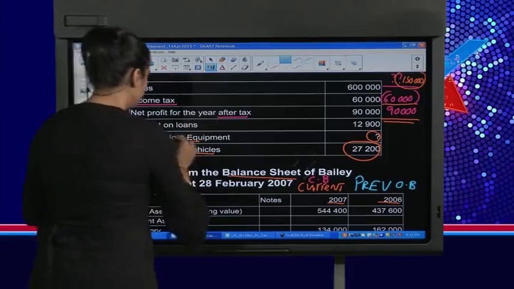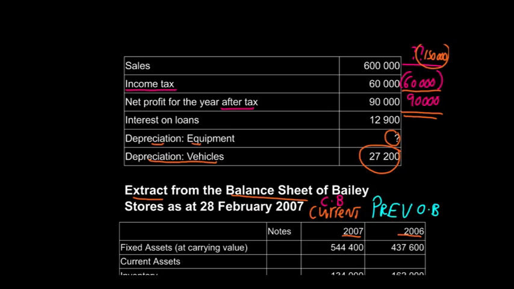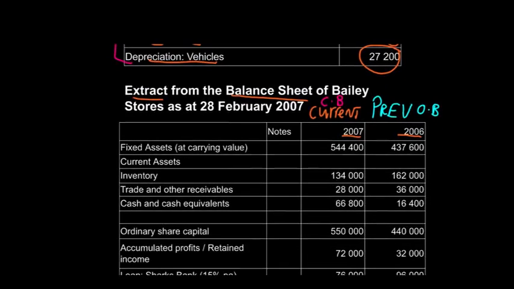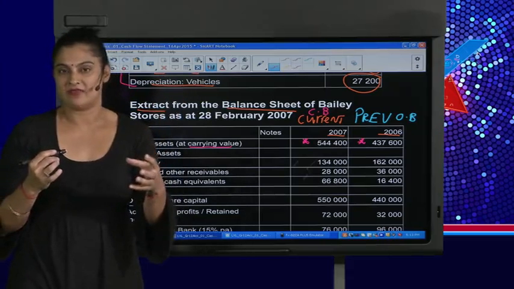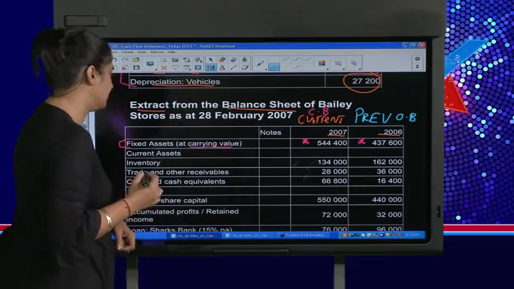Okay, so the calculation of depreciation on equipment. Let's now look at the information that I've been given that's going to assist me with the calculation. Obviously, I need my depreciation. So let's go further down. The next item that I also need is the value of my fixed assets from the balance sheet. So I've got my closing balance of fixed assets. Okay, that's given to me. I've also got my opening balance of fixed assets, and please bear in mind, this is at carrying value. So in other words, whatever comes from the balance sheet is at carrying value, cost minus accumulated depreciation.